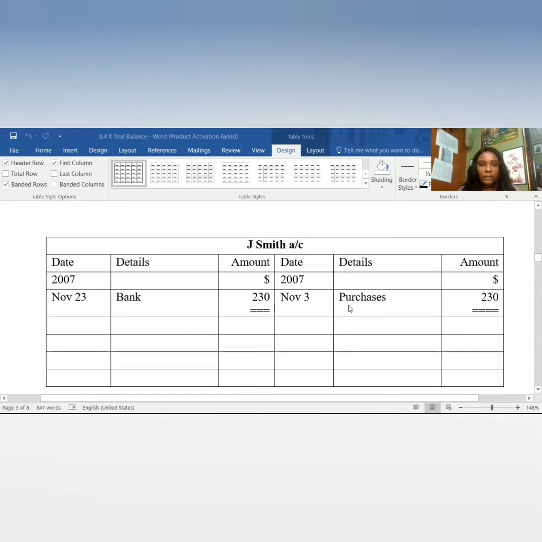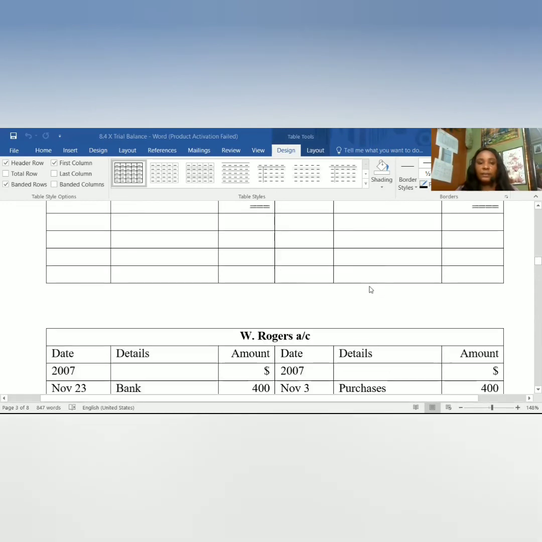J. Smith as well. He bought goods for 230 and he paid for the 230. So there's no balance on his account. So you would not put J. Smith on your trial balance. So just skip over those and continue.